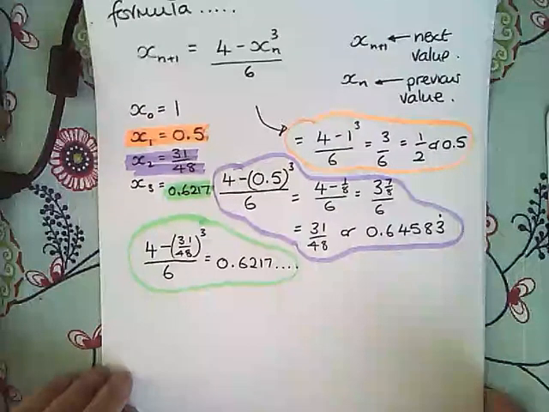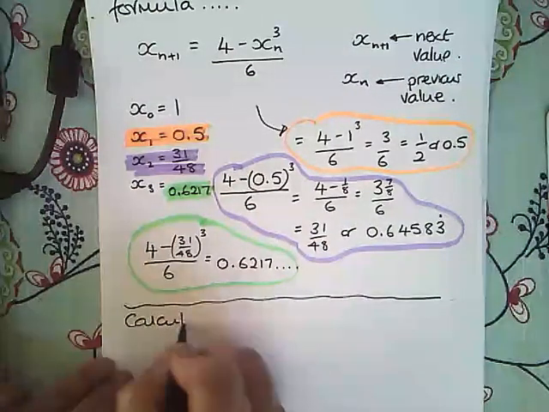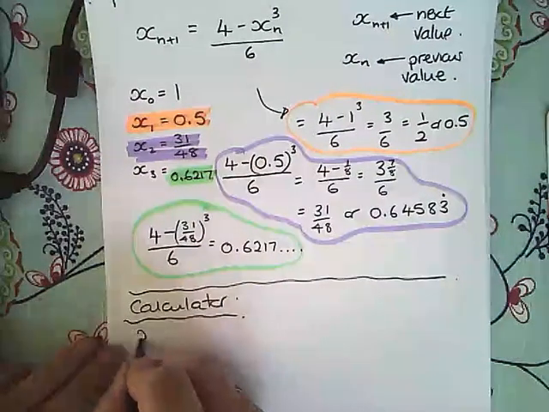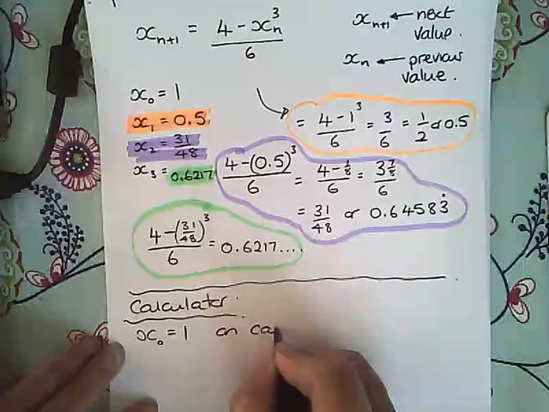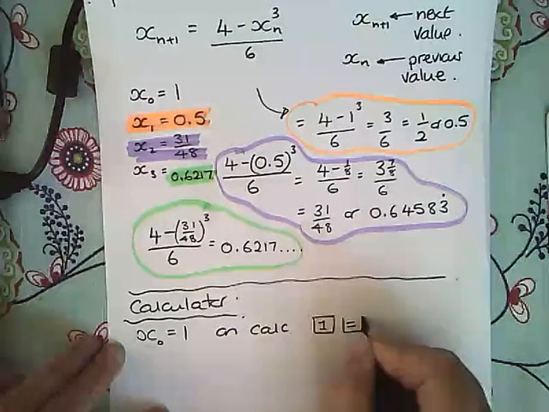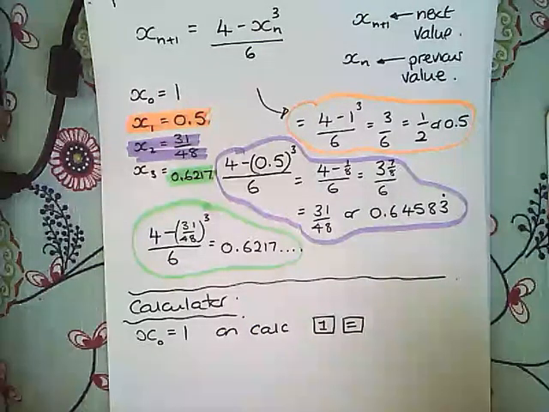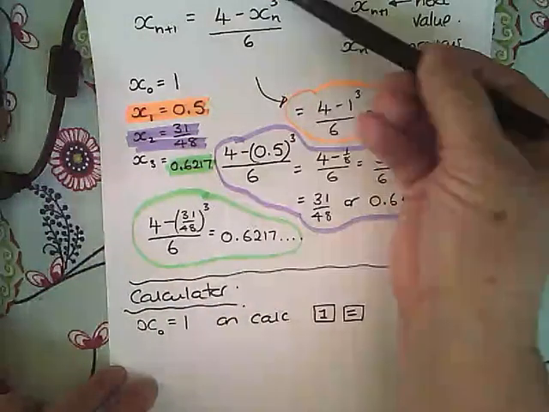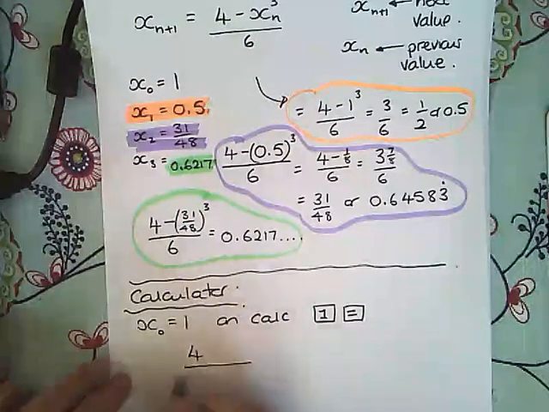And in order to do that, we use the answer button. So this is your calculator method, and this is the method that you should be doing. We take our value of x0, which is 1, and on our calculator, we type in 1 and press the equal sign. And that then stores the value 1 on the answer button. We then put in our formula, the iterative formula, into the calculator, put it in as a fraction, so use your fraction button.